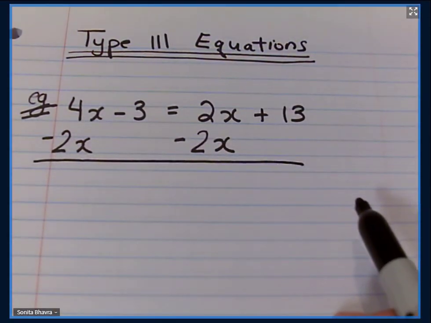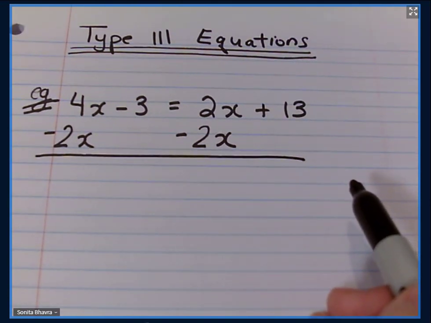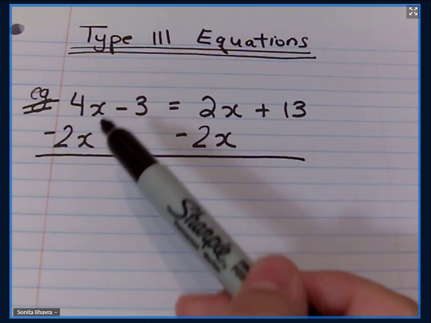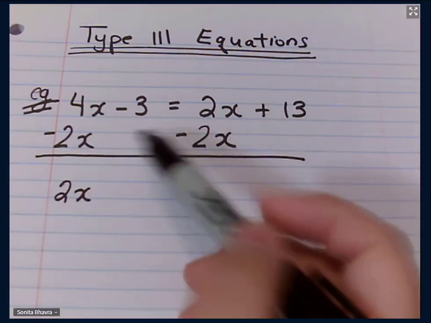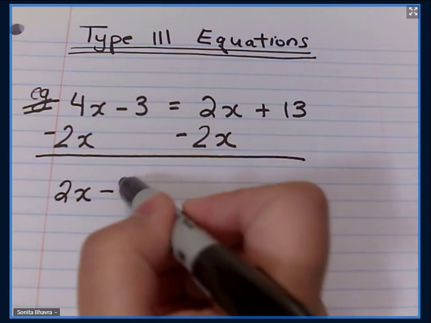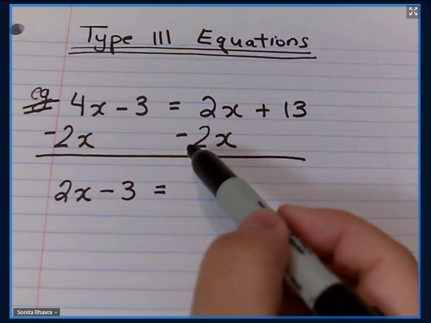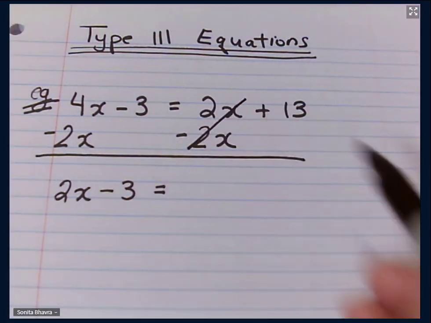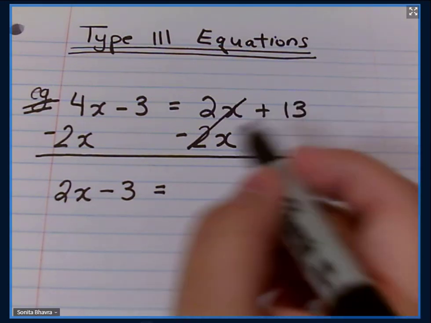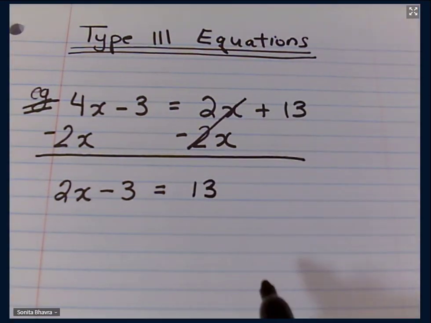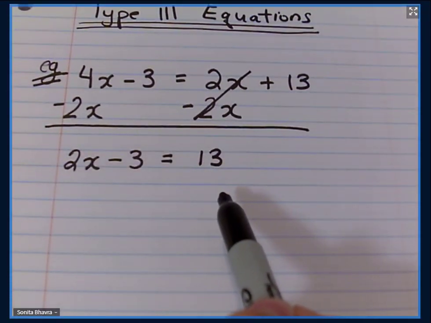All right, so I draw my line here to show what the equation looks like next. On my left-hand side, 4x minus 2x is 2x. I still have the minus 3. On the right-hand side, I have 2x minus 2x. That's gone. It's 0. And then I still have the plus 13, or just 13. All right, now it looks like a type 2 equation.